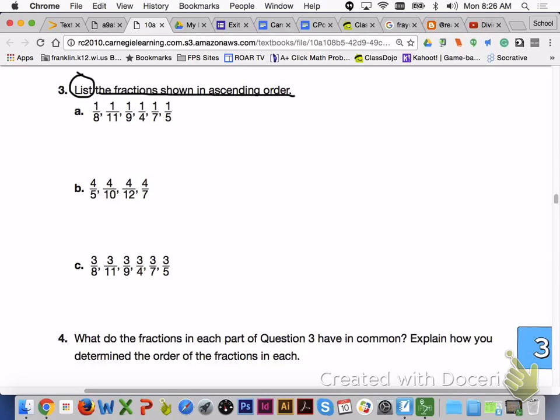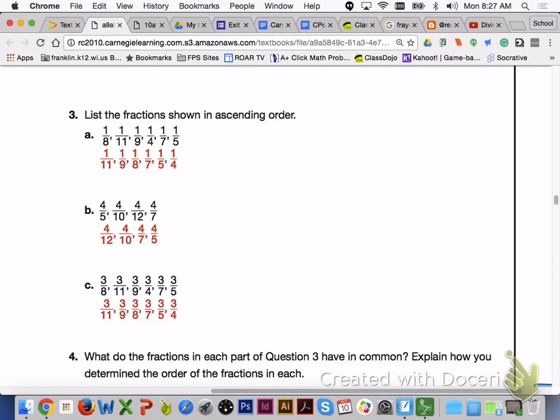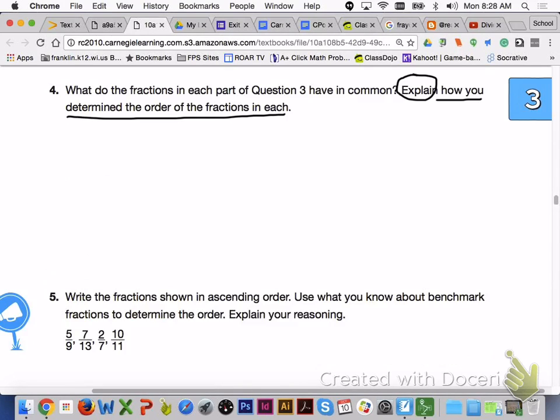Turn to page 147, answer number 3, letters A through C with your group members. Here are your answers for letter A, the fractions shown in ascending order, your fractions in ascending order for letter B, and your fractions in ascending order for letter C. Answer number 4 with your group members.